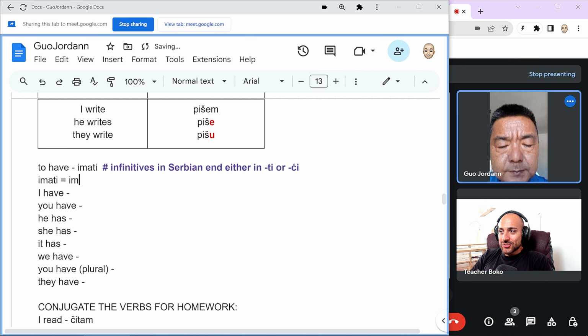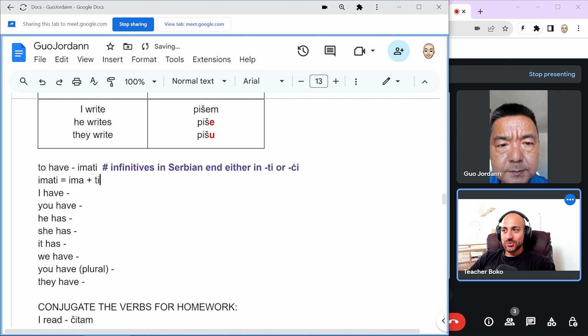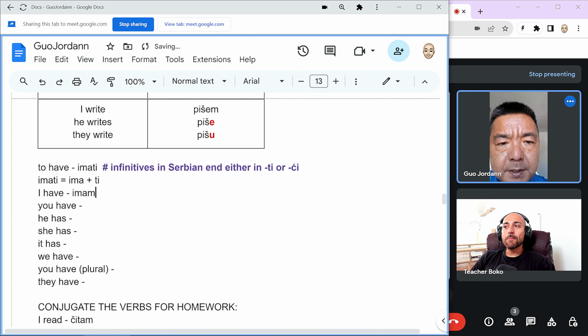So the regular verbs are just created like this. You have the stem plus t. So if you remove the t from your infinitive, you get ima, which is actually your stem. So you start with that and you just add a suffix. So I have ima, imam. Right, because m is the suffix for I. And then you have imaš.